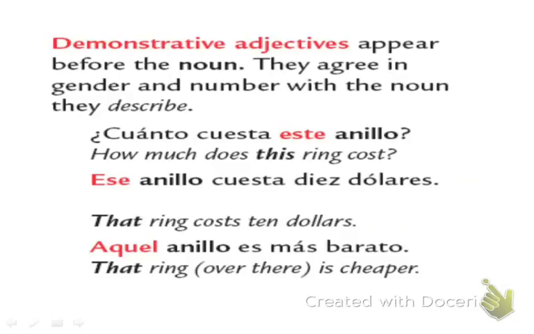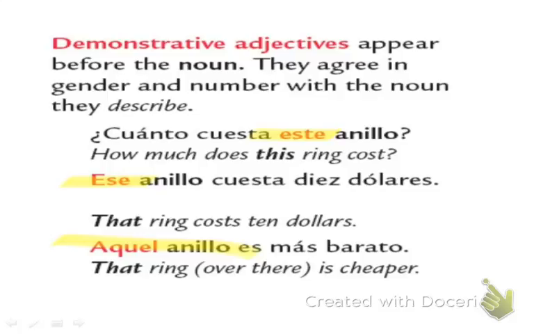On these three example sentences, we have all the different locations being used. This ring, close to me. I'm looking at it right here in a shop. Somebody else says, or you asked, how much does this ring cost? Somebody across the counter is looking at it. It's not right next to them, so they say that ring. And then we have the final one, that ring over there.